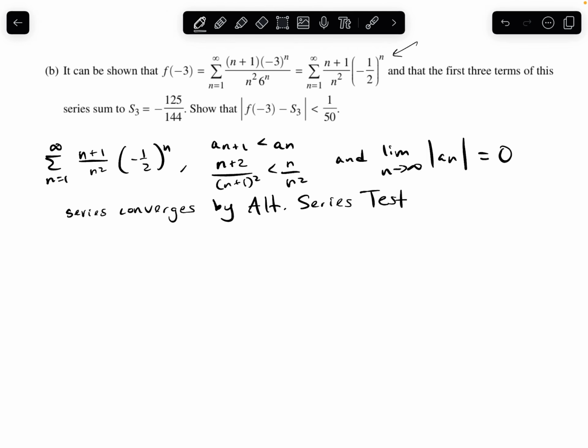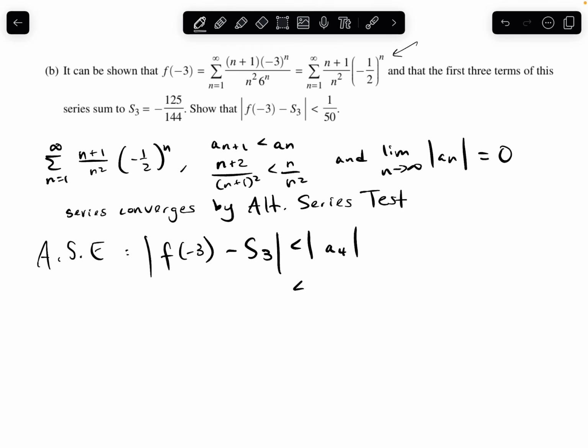So now we can use the alternating series error, right? So the alternating series error, I'm just going to abbreviate for short for this. We're going to show the following. Now the absolute value of f of negative 3, meaning the actual value of this series when I plug in negative 3, the difference between that and our partial sum, which is just an approximation, has got to be less than the absolute value of a sub 4, meaning the next term in the series.